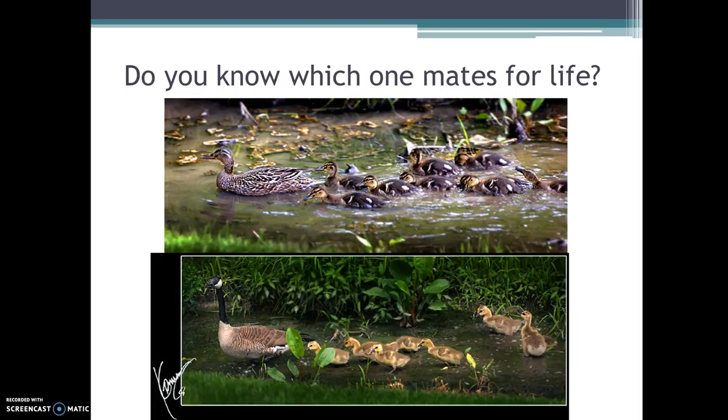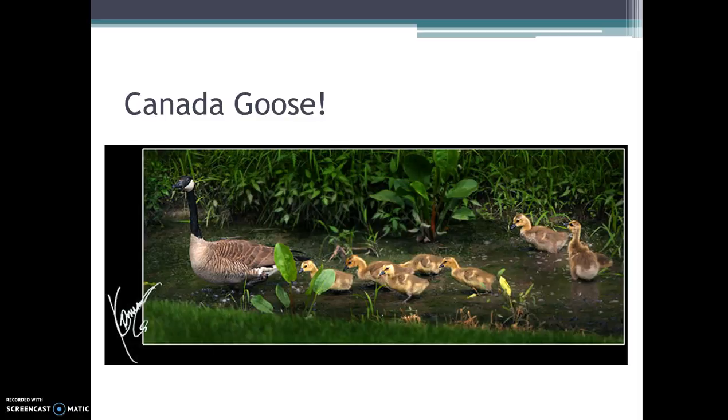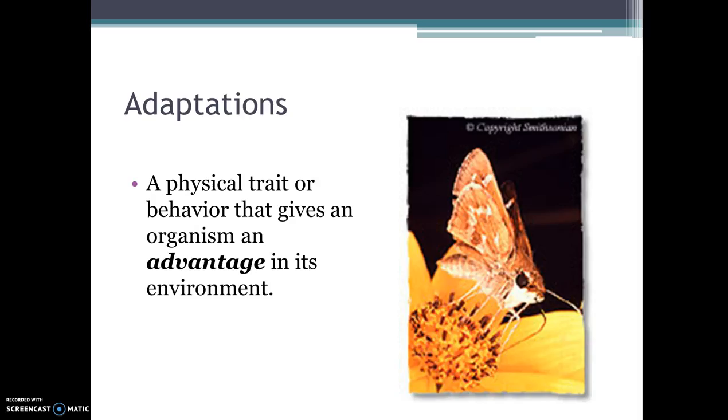I'm sure you've seen these as well. At top, we've got a mallard hen with her ducklings, and at the bottom, that's a Canada goose with her goslings. One of those mates for life. Do you know which one? It's the Canada goose. And when we say mates for life, if its mate is, let's say, shot by a hunter, they don't never mate again. They will pick another mate, but they don't mate with multiple partners. They pick one and stay with that partner until that partner dies or they die.